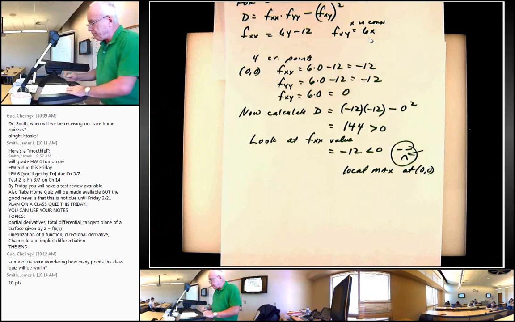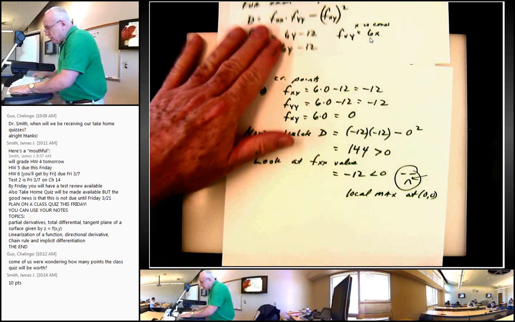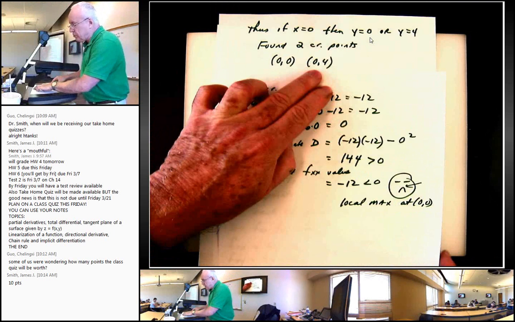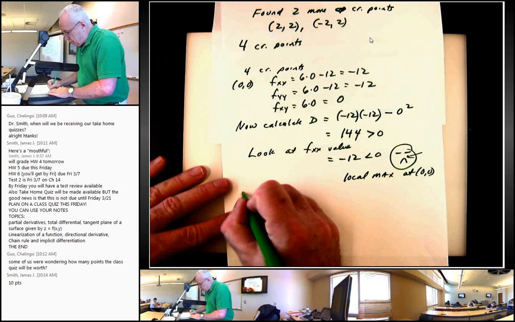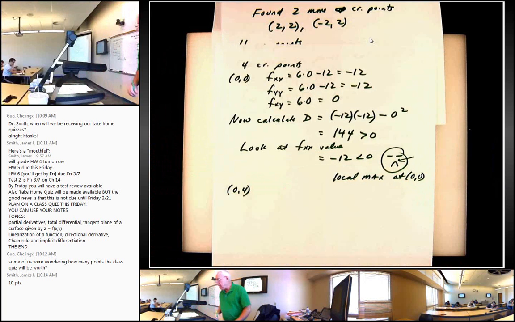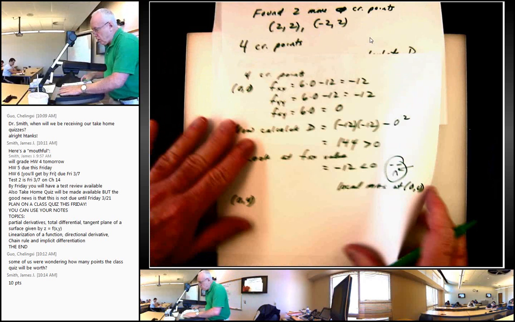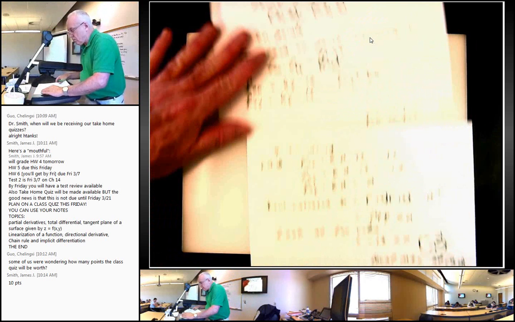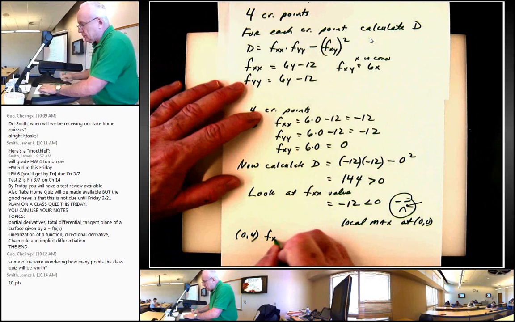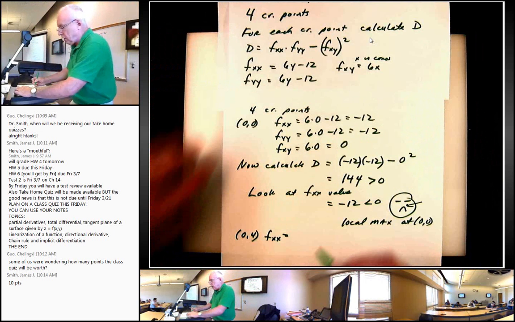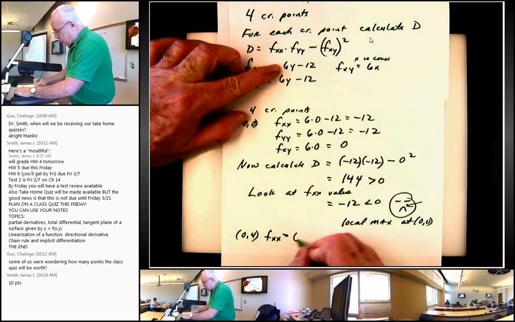we'll take a break. Now let's see, our next critical point that we found was 0, 4. So now look at 0, 4, and plug these into our fxx and so on. Okay, so fxx is 6y minus 12, so this will be 6 times 4 minus 12. That's going to be equal to 12.